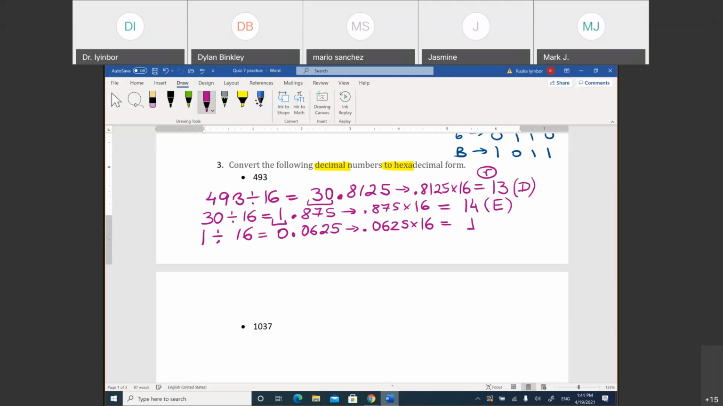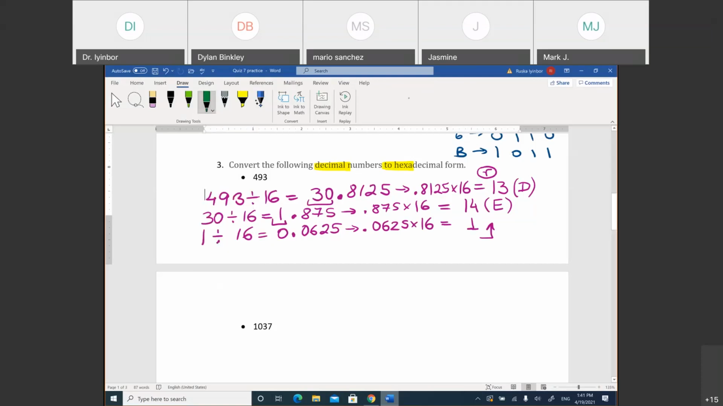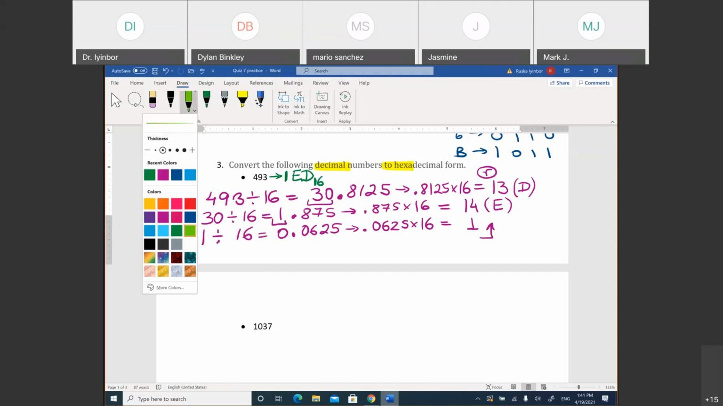Okay? So now, what is my answer? Decimal to binary. I'm going to go backwards from the bottom to the top. So my binary, I'm sorry, no, the hexadecimal representation of the number 493 is going to be 1E. Make sure you put that little 16 down. Okay? Any questions, let me know.